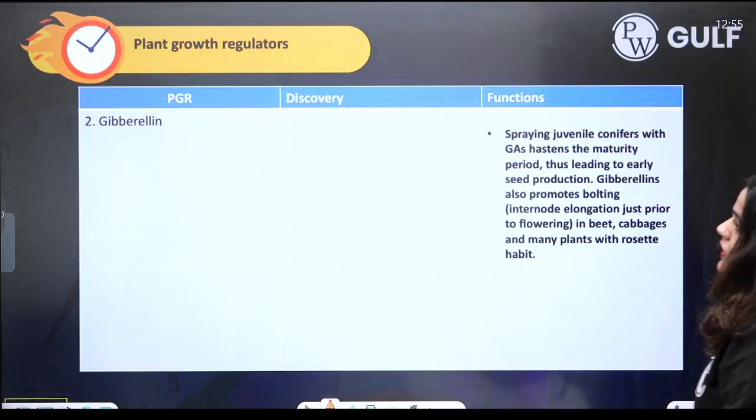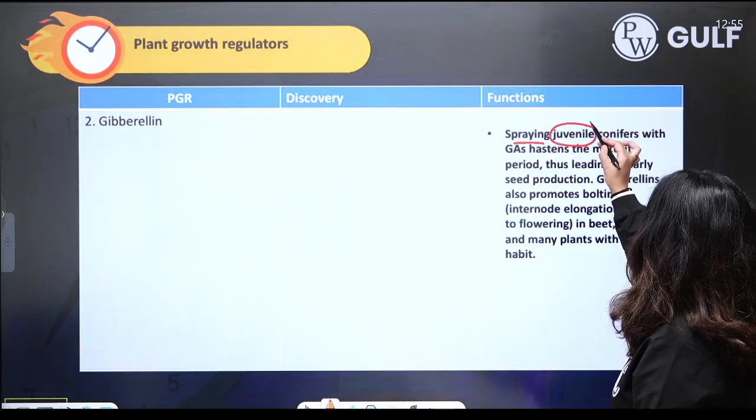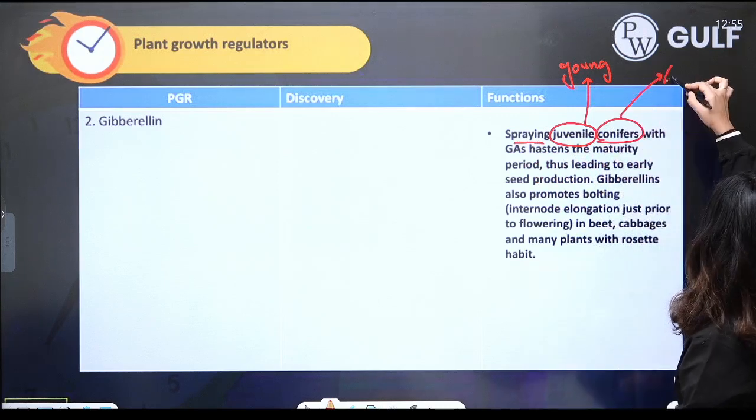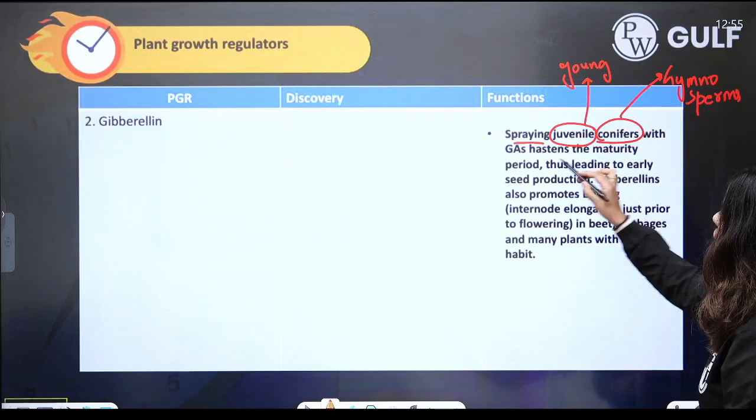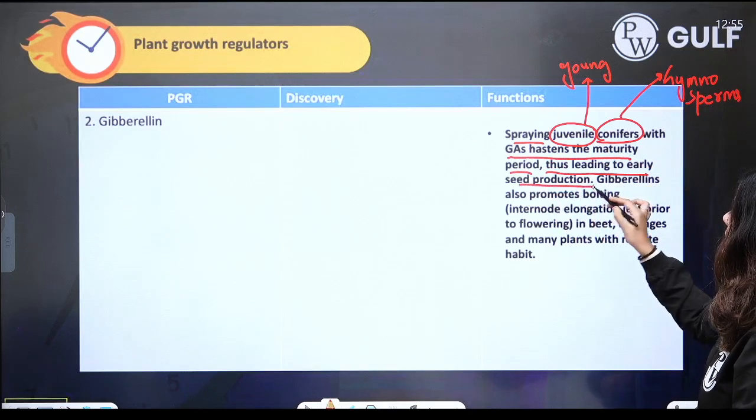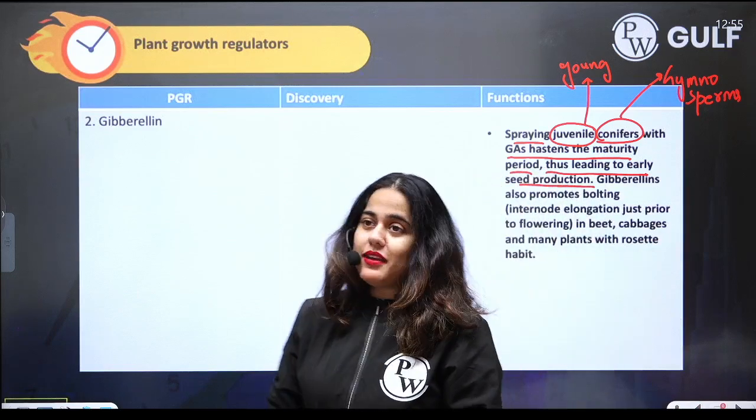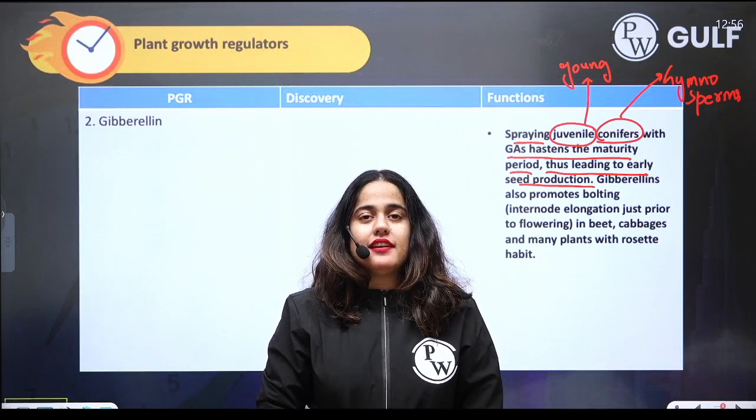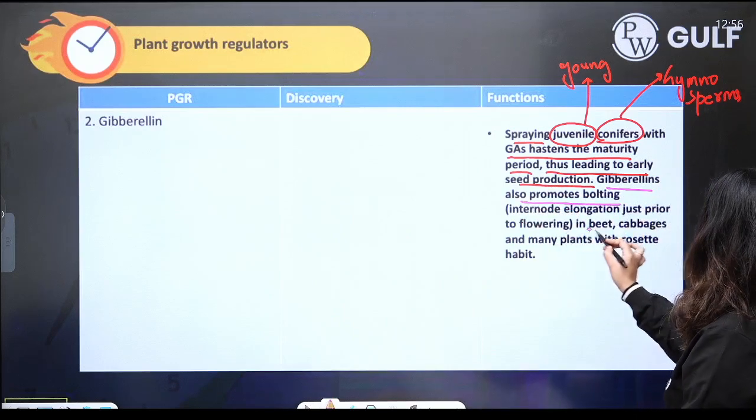Another function of gibberellic acid is spraying juvenile, and juvenile means young, conifers, which are gymnosperms. So spraying young conifers with gibberellic acid speeds up the maturity period, thus leading to early seed production, right? So if we spray gibberellic acid to the young gymnosperm, to the young conifer, we will get seed in a very short time. And gibberellic acid also promotes bolting in beet, cabbage.